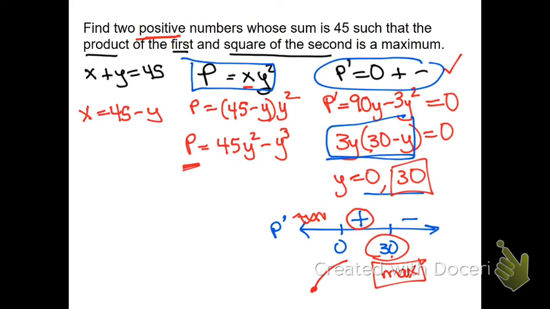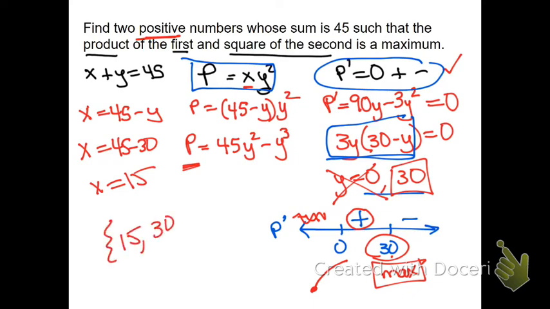So let's reread the question. Find two positive numbers whose sum is 45. Yeah, we just need to find both numbers. So y is 30, and when y is 30, x will be 45 minus 30. So x is 15. So we want the answer of 15 and 30.